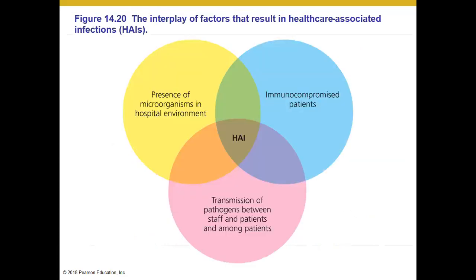All right, and I do like this Venn diagram from your book. It's showing there are a lot of different things that contribute to hospital-acquired infections. You have immunocompromised patients. If you're in the hospital, you're probably not just hanging out there sleeping overnight because you're healthy. You already have things going wrong. There are microorganisms present in the environment, in the hospital room. They mentioned in the video, healthcare workers are carriers. And then the transmission of things between staff and patients and among patients, visitors in and out.